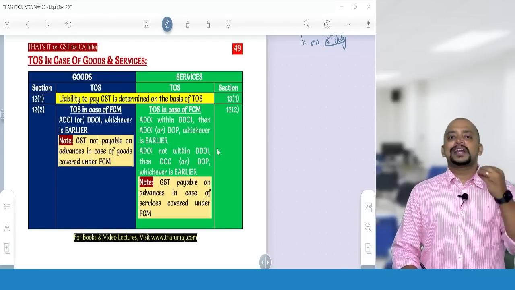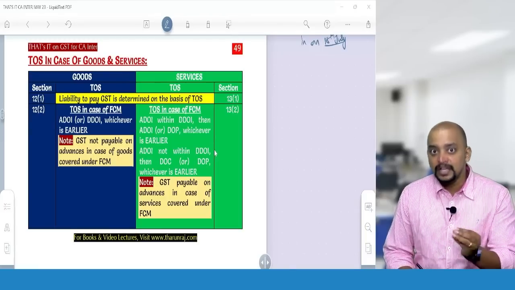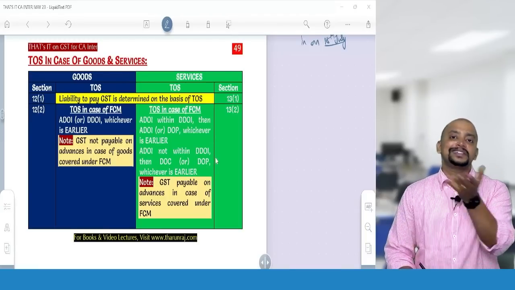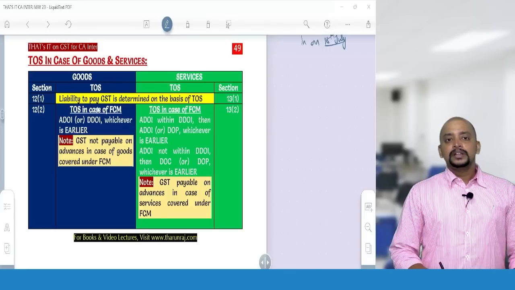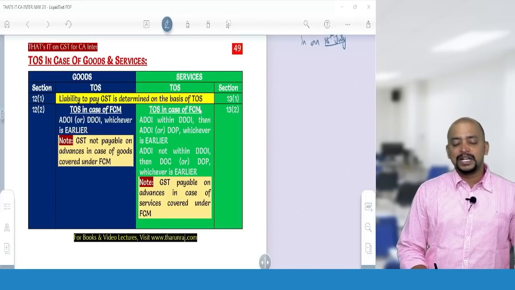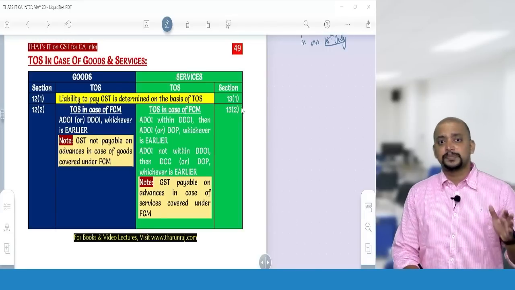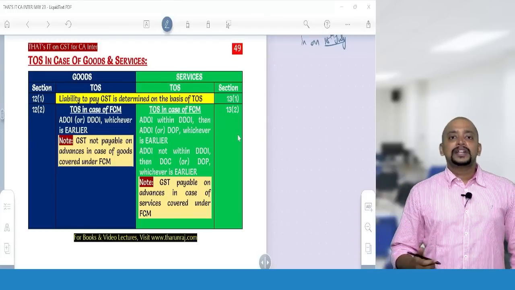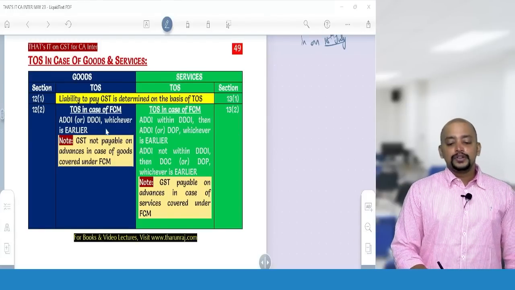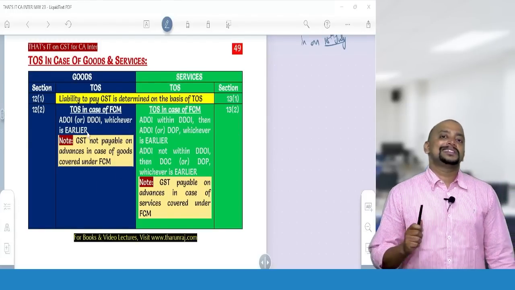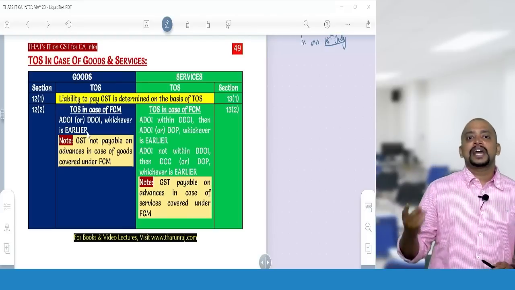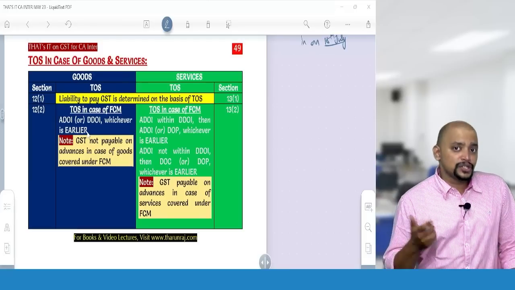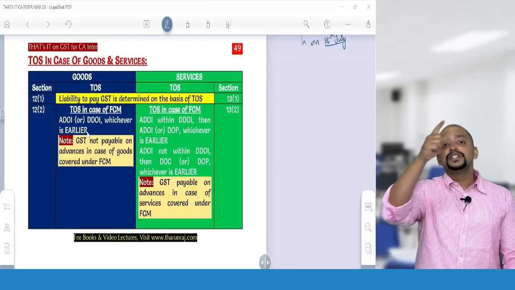So whenever for a transaction the time of supply falls in a month, then we need to pay the GST for that month by next month 20th, that is the GSTR 3B due date. So the liability to pay GST is determined based on time of supply, that is given in subsection 1, which is common for both 12 and 13. Whereas subsection 2 gives time of supply in case of FCM. So for goods FCM, what should be taken as the time of supply? Due date of invoice or actual date of invoice, whichever is earlier. Actual date of invoice is the date on which the invoice is issued. Due date of invoice is the date on which it is to be issued.